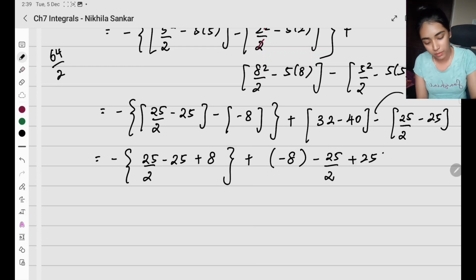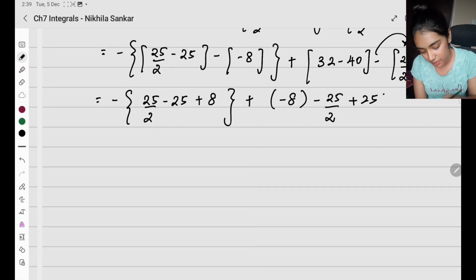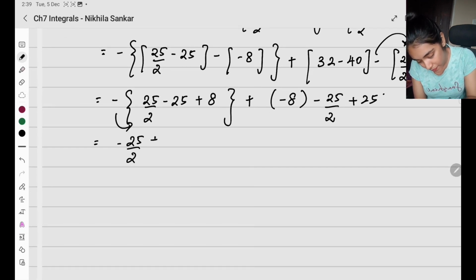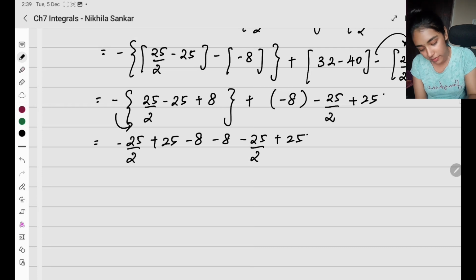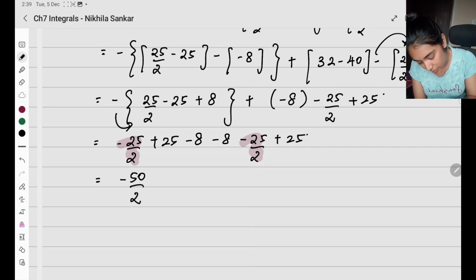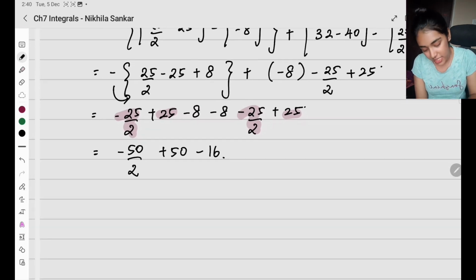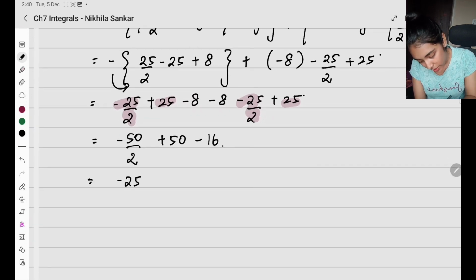So, multiply the minus inside. I have multiplied the minus inside the bracket. Now, I am going to multiply this minus inside the bracket. So, I have minus 25 by 2 plus 25 minus 8 minus 8 minus 25 by 2 plus 25. So, let me club two terms. So, minus 25 by 2 minus 25 by 2, which becomes minus 50 divided by 2. Then I have plus 25 plus 25, which is going to be plus 50 minus 16. Okay. So, this is going to be minus 25 plus 50 minus 16.